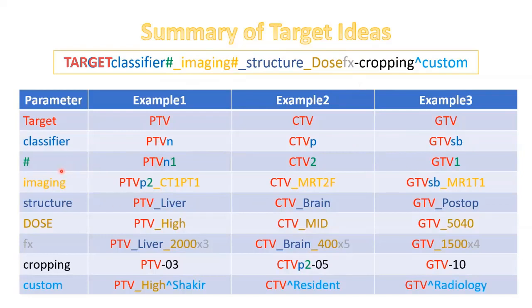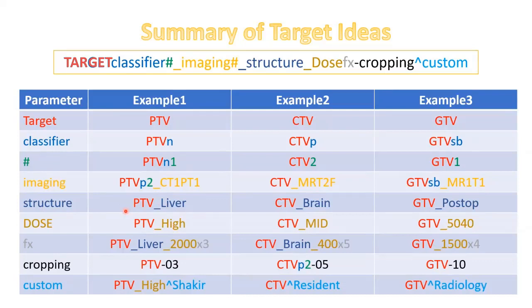If you would like to use the number, PTVN1, so the PTV number one, CTV number two, GTV and so on, you can use like this. So this one included three things: the target itself, then the classifier, which is in blue, and then the number, which is in green. Okay, what if I would like to include the imaging naming in my PTV? Yes, you can use this. You can use PTV, P primary, number two, and then you can use the imaging with the number, CT1, PT1, and so on.